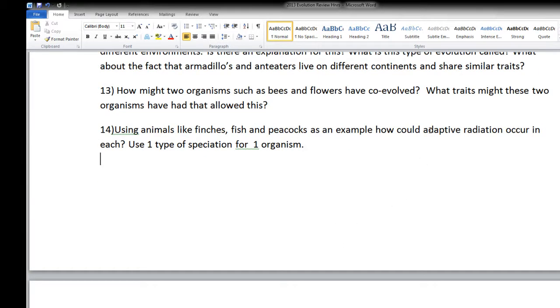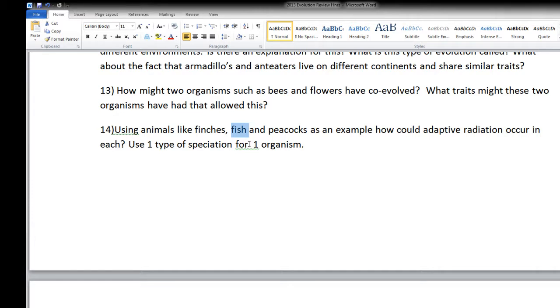Adaptive radiation. Finches. How could adaptive radiation occur in each? That's a lot to come up with. You could think about the types of isolation. Maybe fish, they have a different mating dance. Like they swim in a circle versus swim in zigzags. And so they start to separate reproductively.